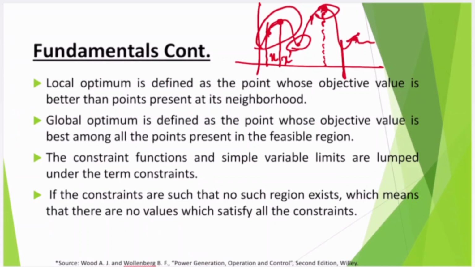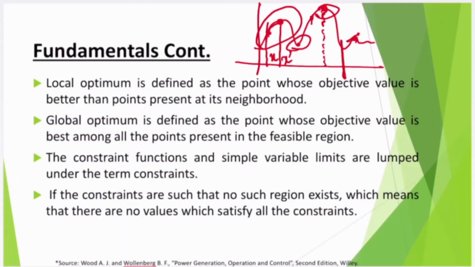And if the constraints are such that no such region exists, meaning if I say that my P is in the range A to B, and I'm not getting any solution within that range, then probably I'll say no solution exists, which means there are no values which satisfy all the constraints. It may so happen, just for an example, that the range within which you have to find a point does not lead to an optimization, and that is possible. Hence we say there is no feasible solution, there is no reason to carry out optimization.